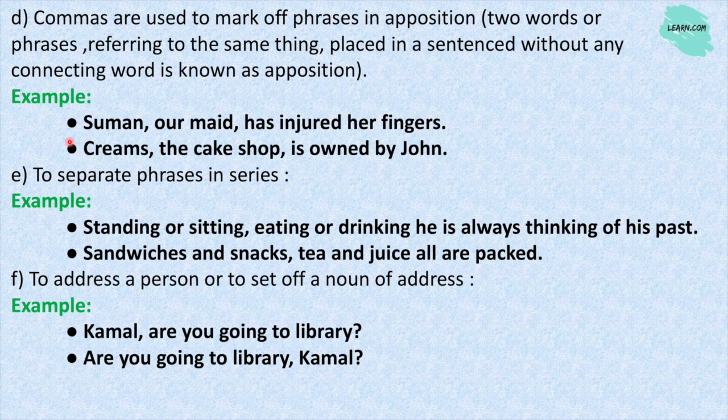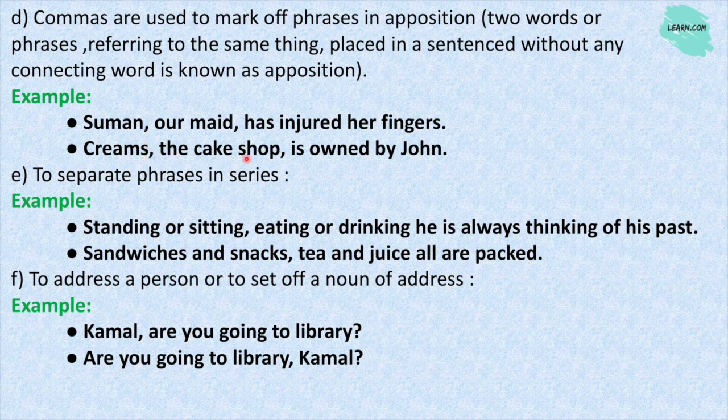Like in the first example, you can see, Suman, our maid, has injured her fingers. Now here Suman and our maid, these are the same person. They both are the same person. Maid is Suman and Suman is maid. So they both point to the same person, and that is why we have used comma here.